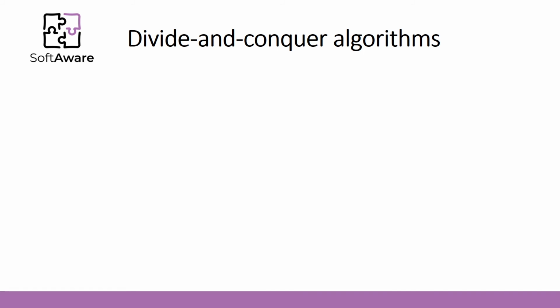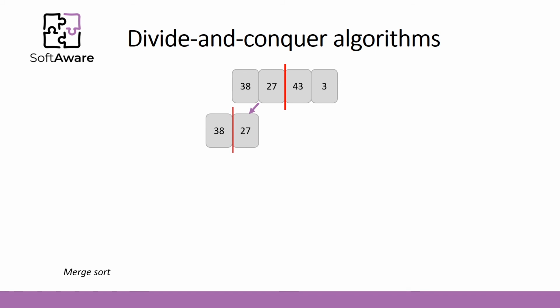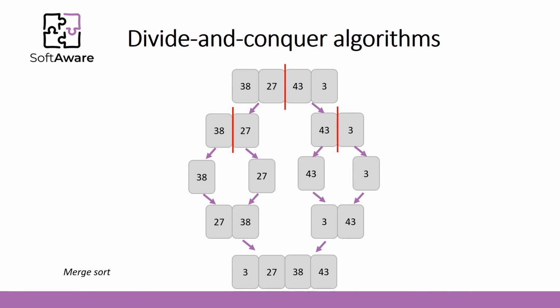In a divide and conquer algorithm, a given problem is fragmented into smaller subproblems, and the subproblem is then partially solved. The algorithm is recursively used over several parts until further subdivision cannot be performed. This is a very popular type of algorithm in solving sorting problems. For example, merge sort splits the array into two halves or more and sorts every part separately. I won't stay on this problem explaining how it actually works, because sorting algorithms is a wide and interesting topic that deserves a separate lecture in this course.